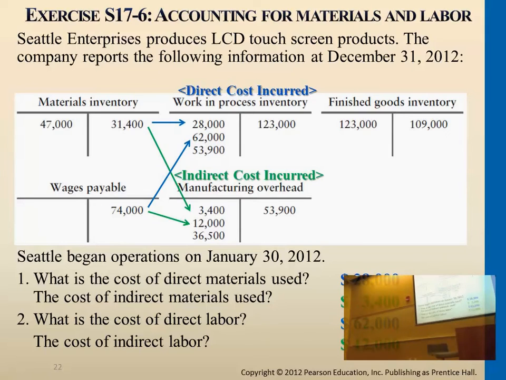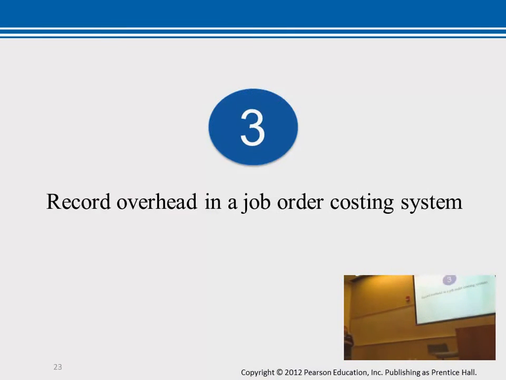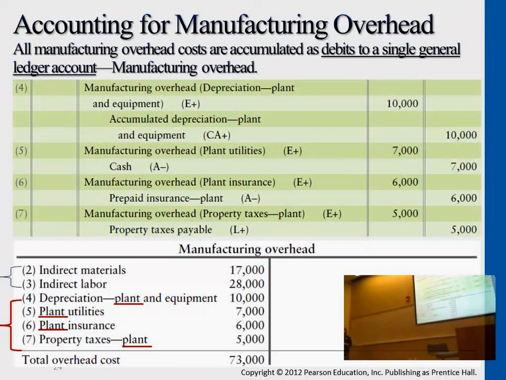Okay, let's get to the overhead category. We talked about materials, we talked about labor. The overhead category consists of all the indirect costs. So we have indirect materials here. We talked about it a little bit earlier. We have indirect labor here. And now this is just showing you some examples of other indirect costs.